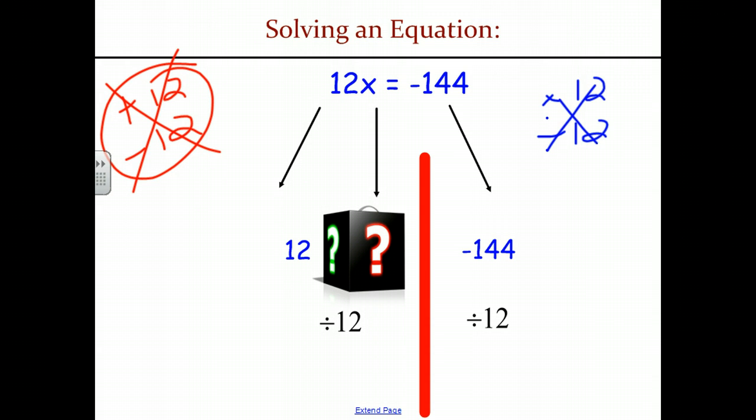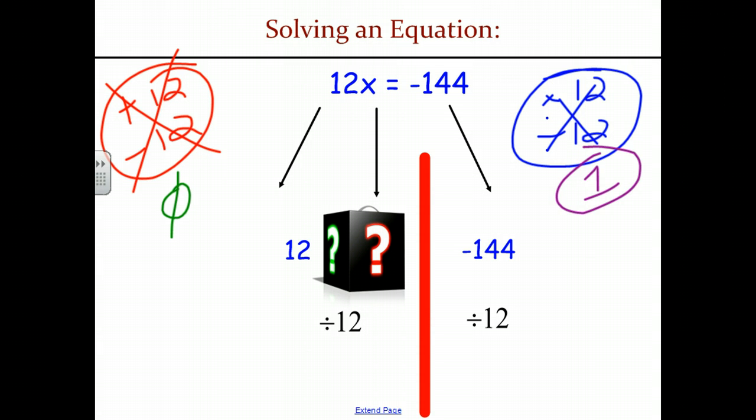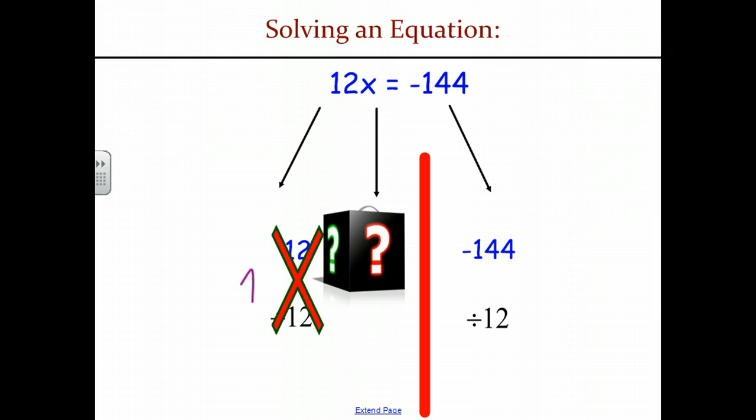They undo each other. But while in addition and subtraction this gave us a 0, in multiplication and division it gives us something different. 12 divided by 12 is 1. So instead of having 0 boxes left, we have 1 box left. And we go through with the rest of the solving of the equation. 12 divided by 12 is 1, so the 1 box is left on this side.